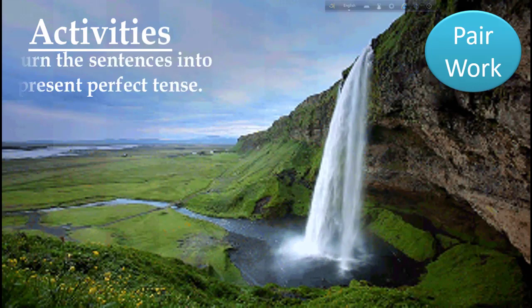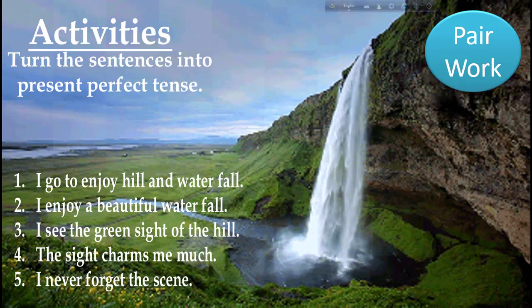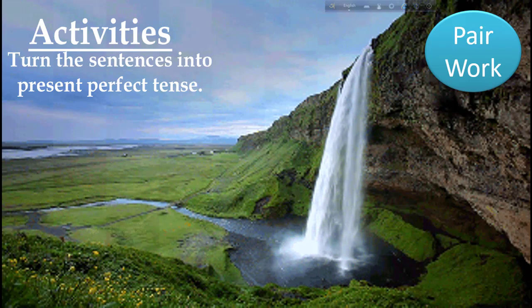Pair work. Activities: turn the sentences into present perfect tense. Number 1: I go to enjoy hill and waterfall. 2. I enjoy a beautiful waterfall. Number 3: I see the green side of the hill. Number 4: this sight charms me much. Number 5: I never forget the scene. Okay, I will show the answer.